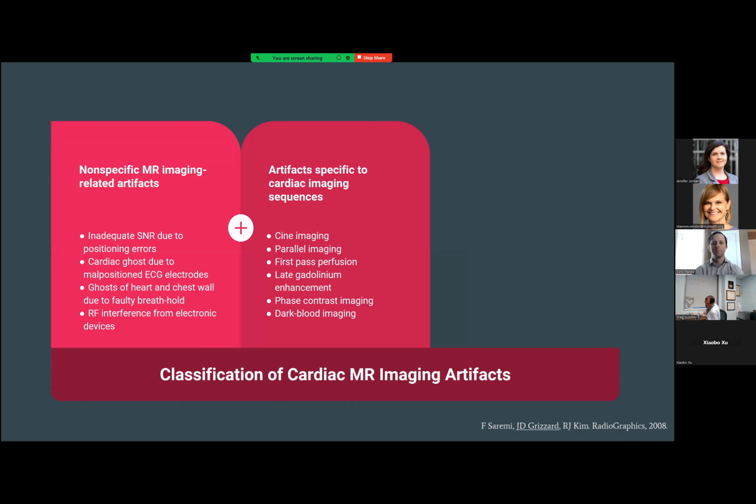But this is the CMR conference, so let's pay the majority of our time here to our artifacts from cardiac imaging sequences.